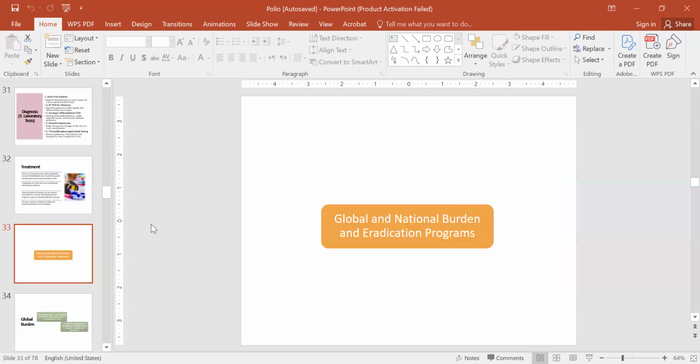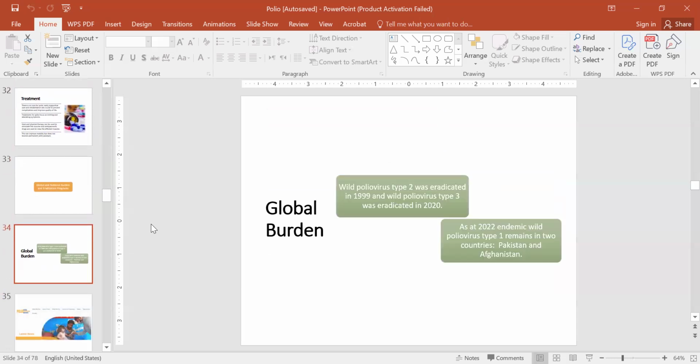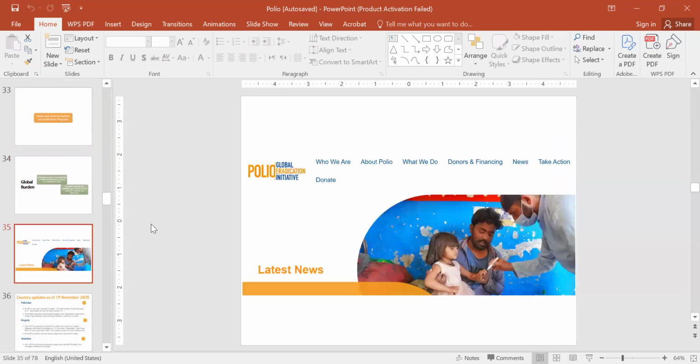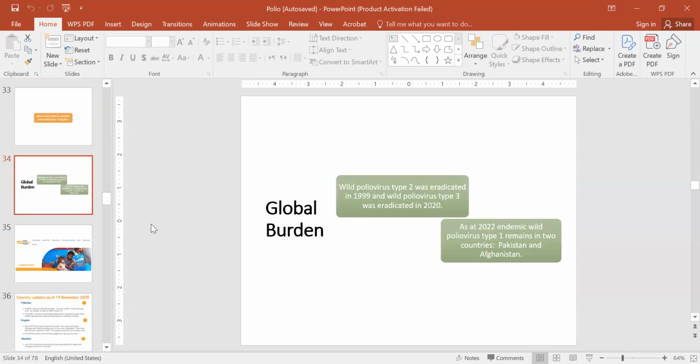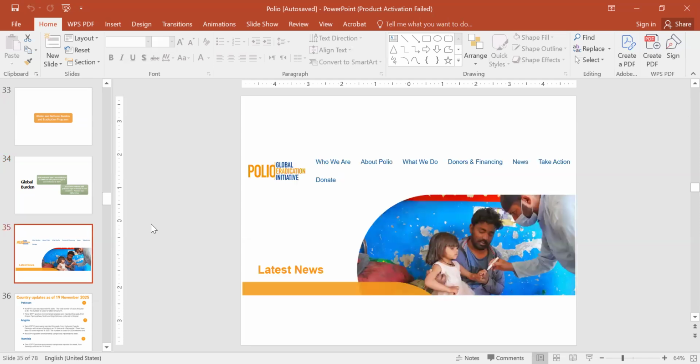Now we come to the global and national burden and eradication programs for polio. The global burden is that WPV type 2 was eradicated in 1999 and type 3 was eradicated in 2020. At present, this data is taken from 2022. The endemic polio virus type 1 remains in only two countries, Pakistan and Afghanistan, and it's still the same till 2025. This is the global initiative, Polio Global Eradication Initiative.